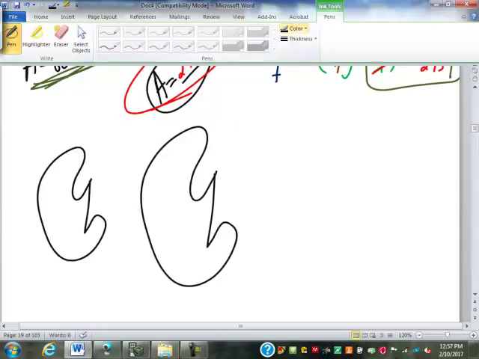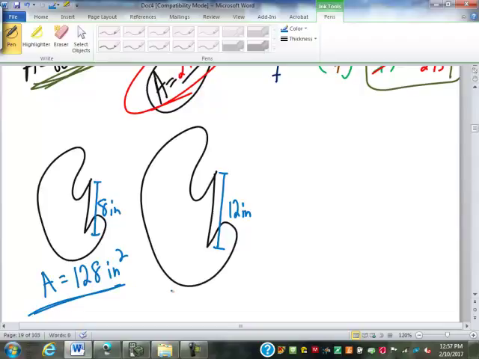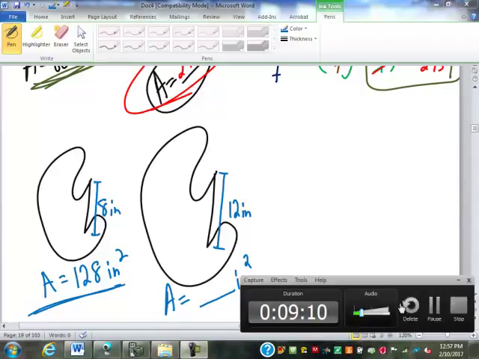We have this weird little shape here. You know that this length here is 8 inches, and on this one it has been expanded to be 12 inches. The area of this one is 128 square inches. Find the area of the big one. I'll give you a minute to do that in your notes.